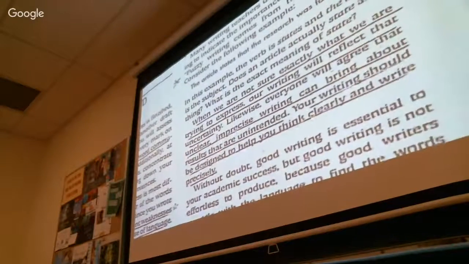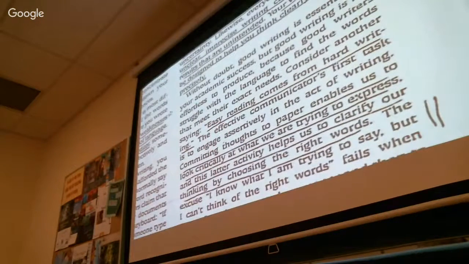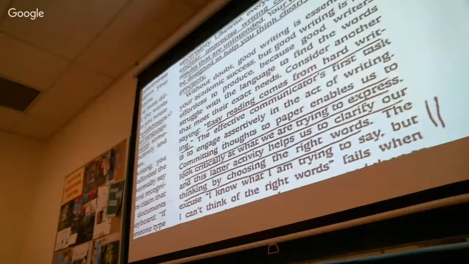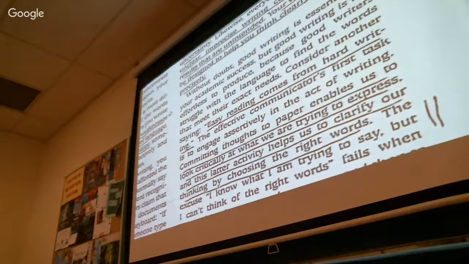Right? If you're not sure what you're trying to say, you're going to be using inaccurate language. So how do we fix that? Well, you want to just make sure that you're looking at your writing from the perspective of the reader, right? Easy reading comes from hard writing. If you're putting forth the effort to put the accurate words down on paper, then my job as a reader is simply to just sit back and be entertained, right?